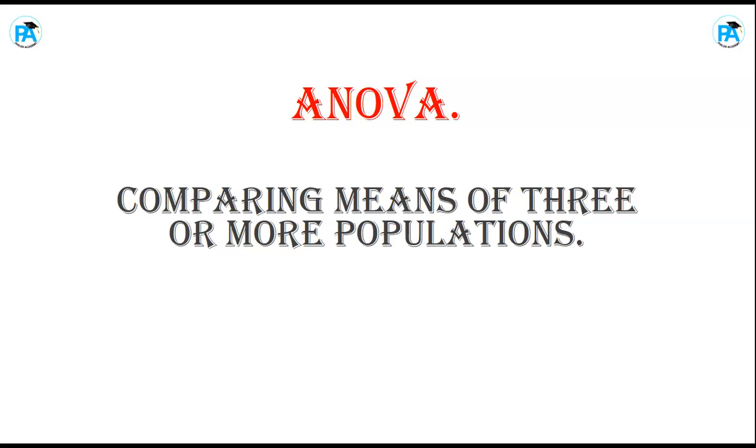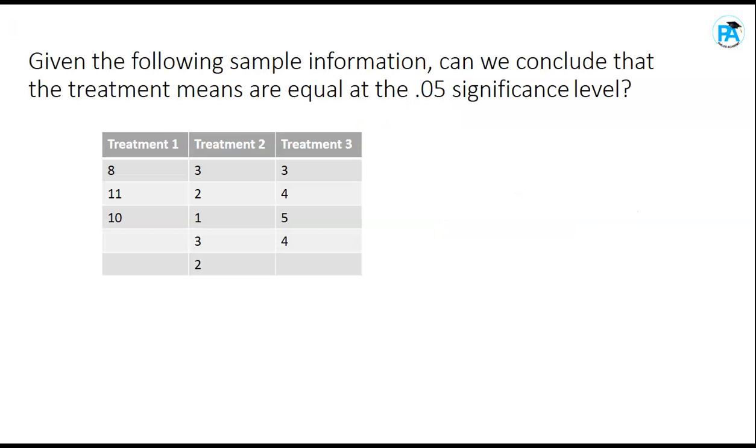Hi and welcome. Here we are going to look at analysis of variance and comparing means of 3 or more populations. So that's what we're going to do. So let's quickly take this question. They said, given the following sample information, can we conclude that the treatment means are equal at 0.05 significance level?